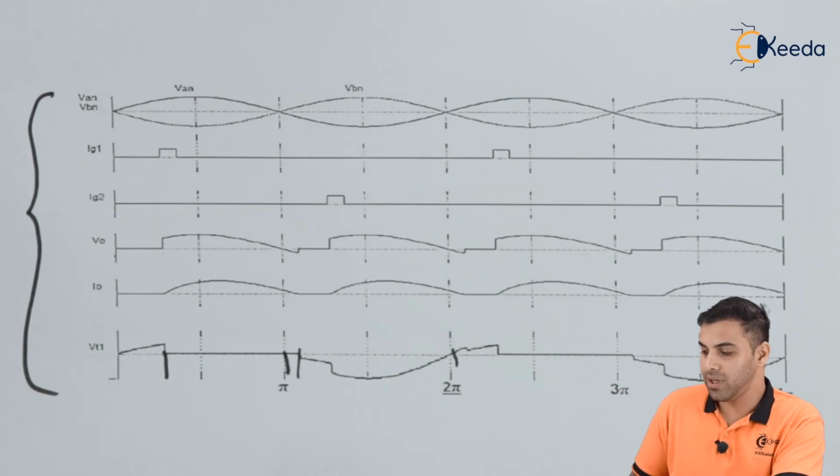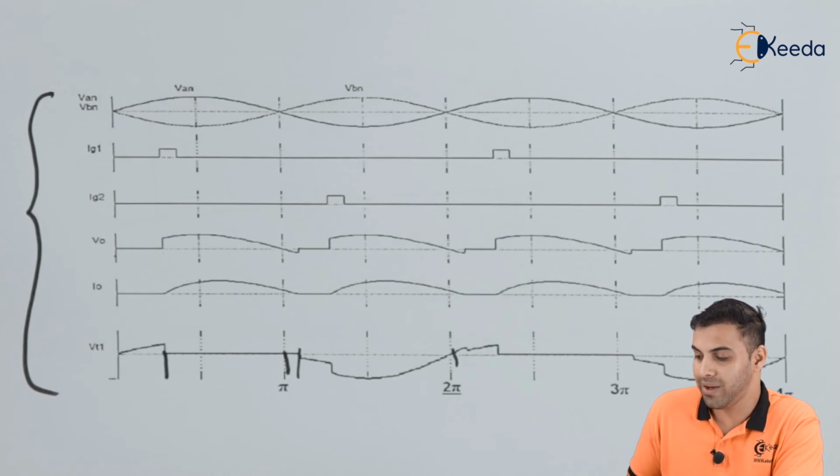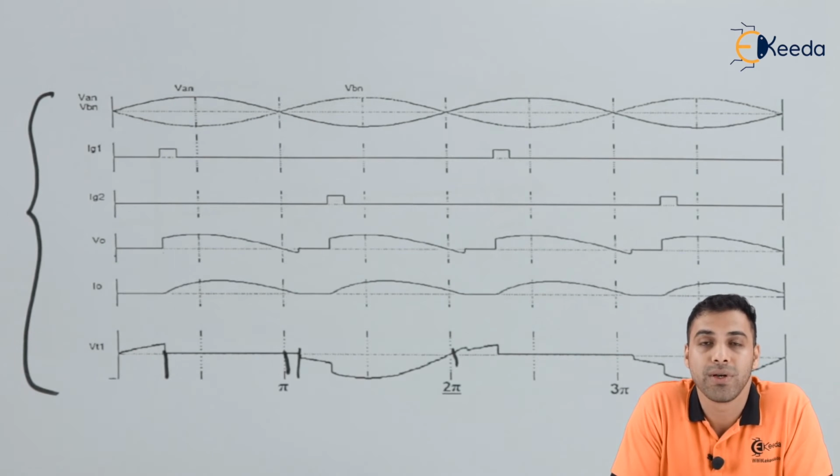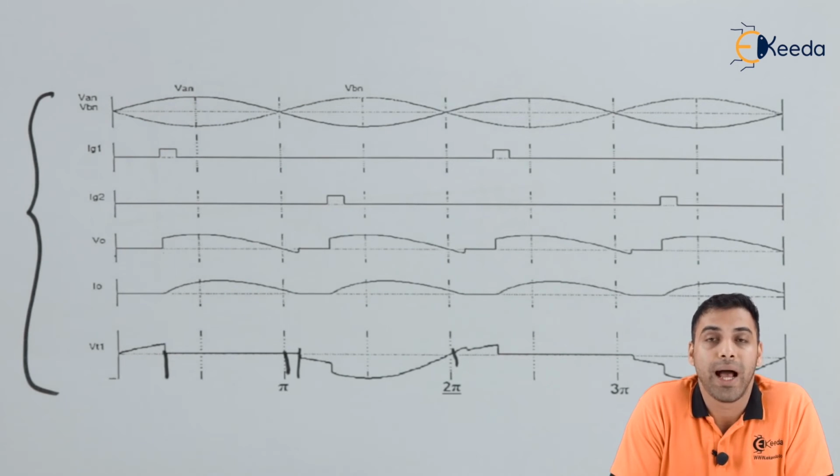So friends, if you see here, there is a very nice phenomenon. Whenever an electric current flows through an inductive load, it flows either in a continuous conduction mode or in a discontinuous conduction mode. So what is a discontinuous conduction mode?